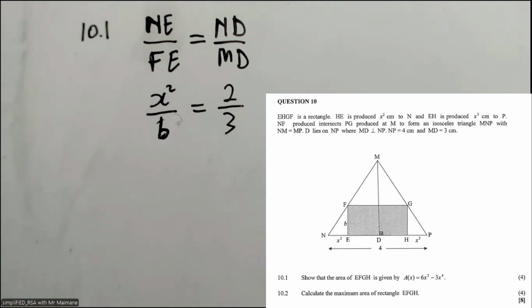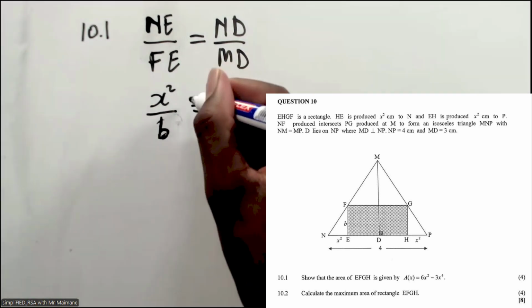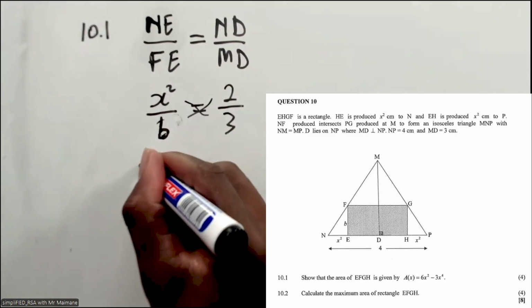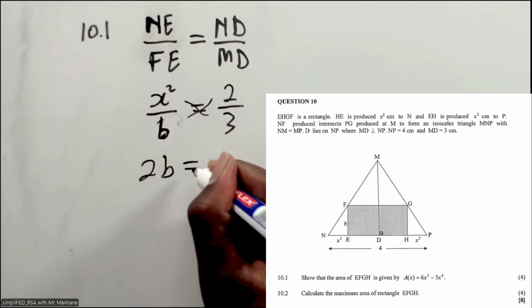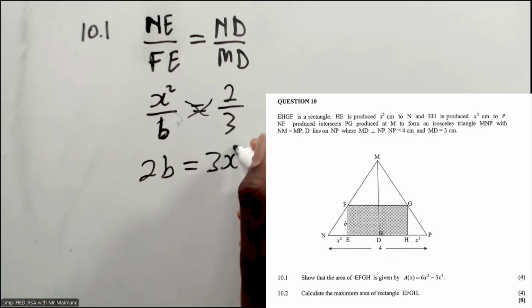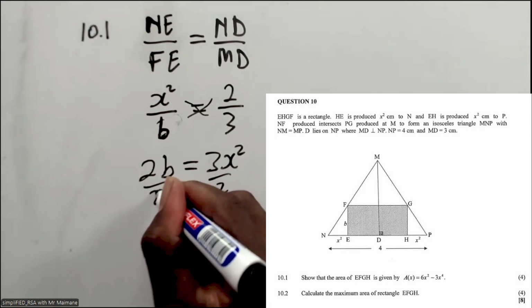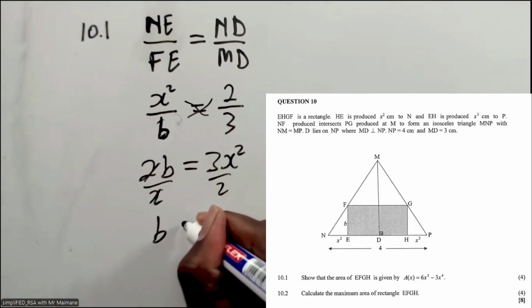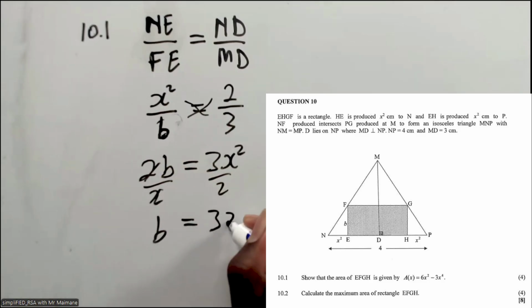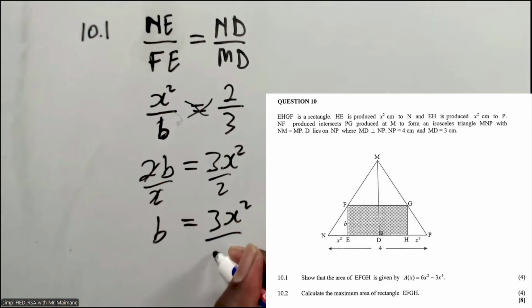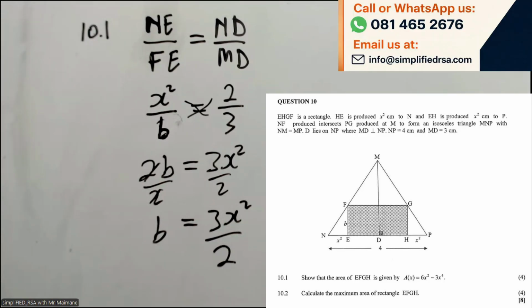And then from here, I can express B. If I cross multiply here, I will have that 2B is equal to 3x squared. And to get B, I'll divide by 2 on both sides. This cancels that. Therefore, B is equal to 3x squared over 2. That would be the B that I have.